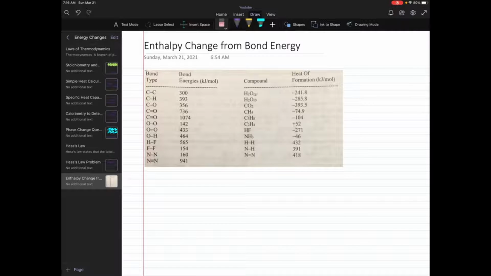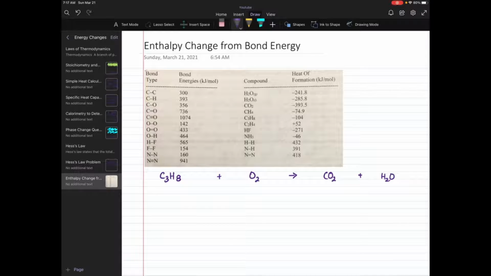So we are going to go for an example. We have an equation C3H8 plus O2, and this is a combustion reaction, forms CO2 and H2O, right? So this is a standard combustion reaction for C3H8, which is propane.